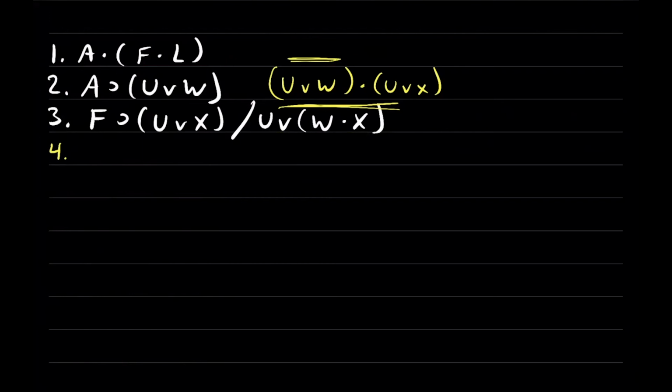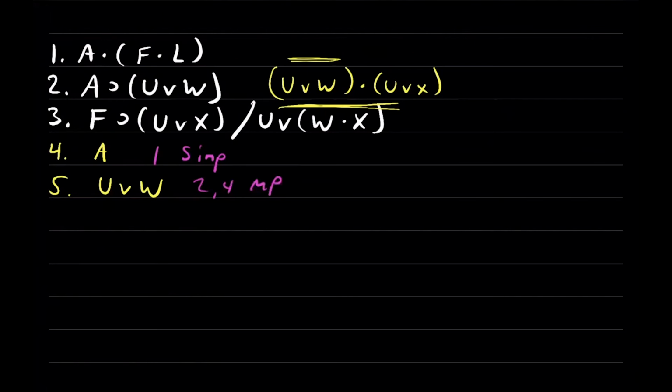Let's dive in and start doing some of these steps we said we could do. We know we can simplify line 1 to get A on its own line. That's going to follow from line 1 by simplification. And we said we were doing that so we could do modus ponens together with line 2. Line 2 says if A, then that expression in parentheses, U or W. We have A on line 4, so we can get U or W on line 5. That's going to follow from line 2 and line 4 by modus ponens.